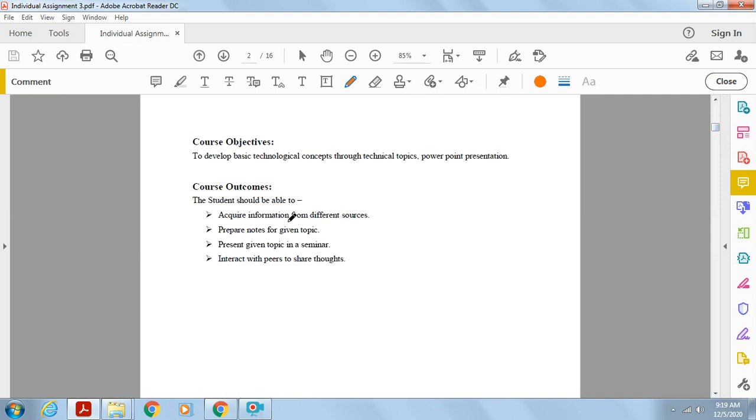The course objective is to develop the basic technological concepts through technical topics and PowerPoint presentation. Course outcome: at the end of this course the students will be able to acquire information from different sources, prepare notes for a given topic, present a given topic in seminar, and interact with peers to share their thoughts.